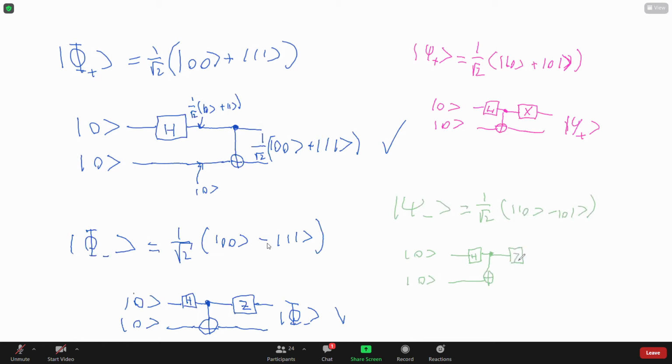So we start with a Z. So now we would be here. And now if we change this to a 0 and this to a 1, then we would get the state we're looking for. So we also add an X gate. Ta-da, we have created the psi minus state.